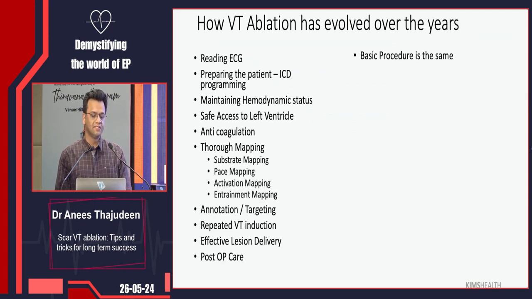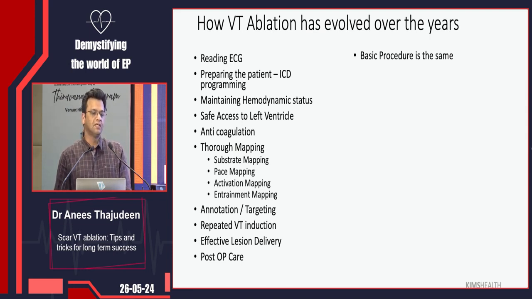We start with reading the ECG to localize the VT, and preparing the patient is important. We have to do appropriate ICD programming before and after ablation. We have to maintain the hemodynamic status. Sometimes it requires anesthesia support and inotropes. Safe access to the left ventricle: how I do it is through femoral access, usually femoral artery access. But nowadays, when we want to do extensive mapping and ablation, we do septal puncture, at least in like 40% of the cases. Anticoagulation to maintain an ACT of around 100.